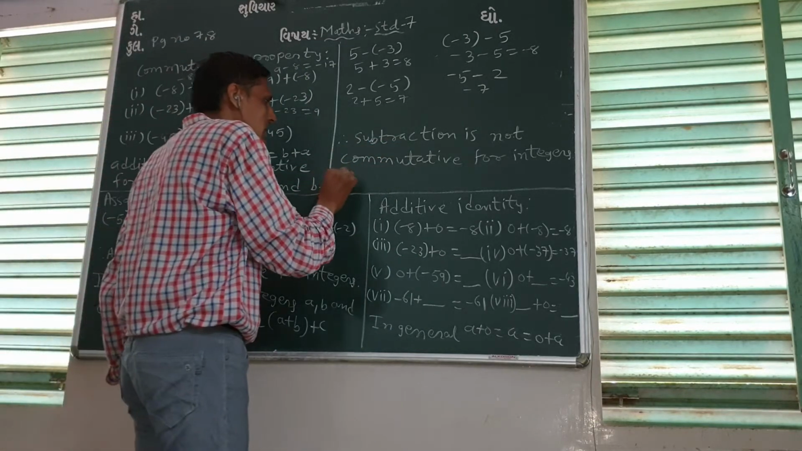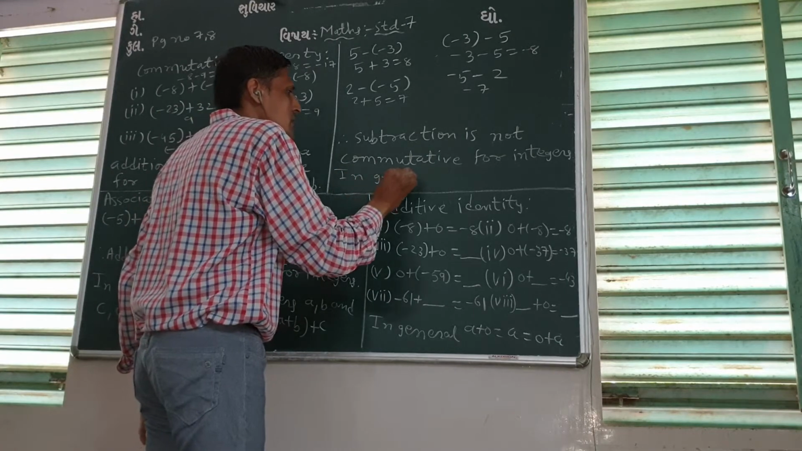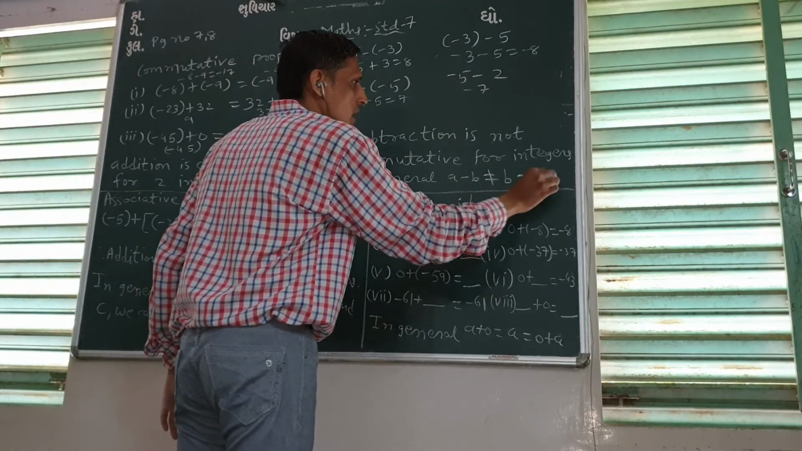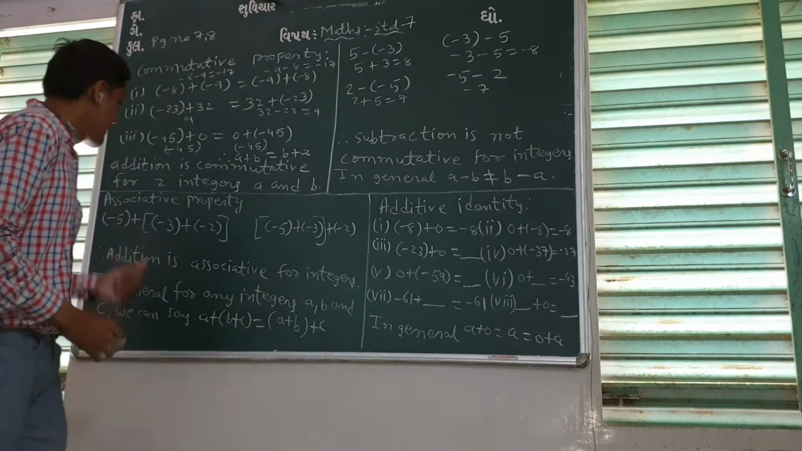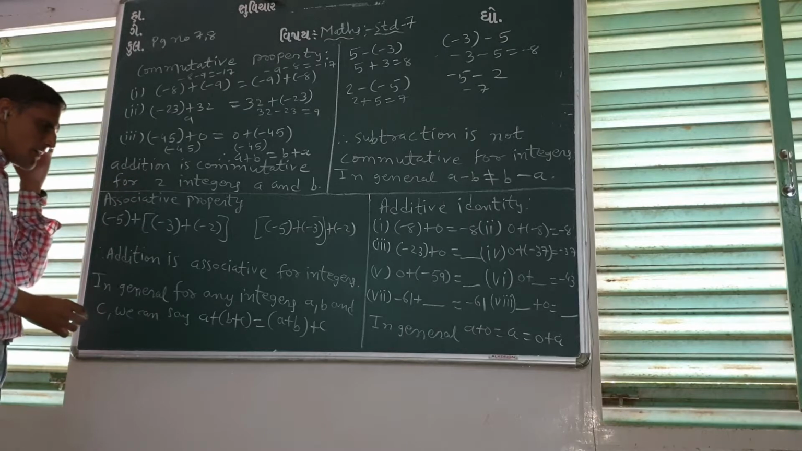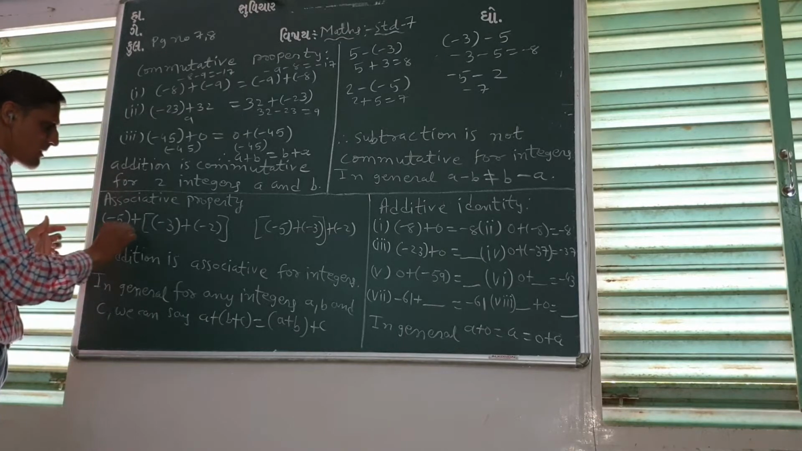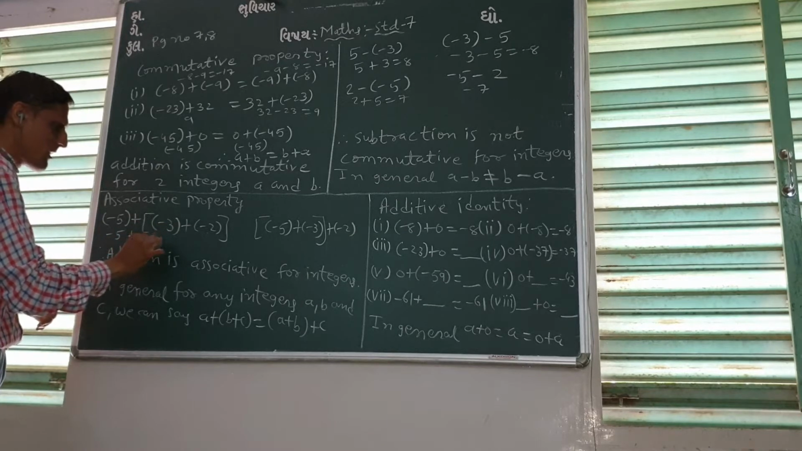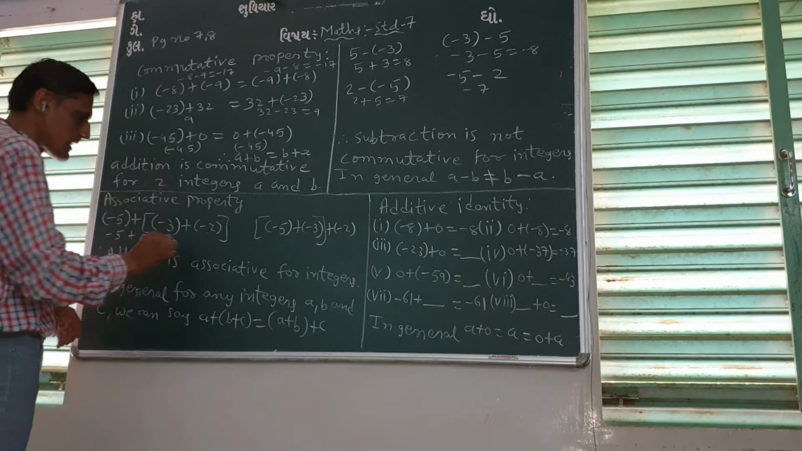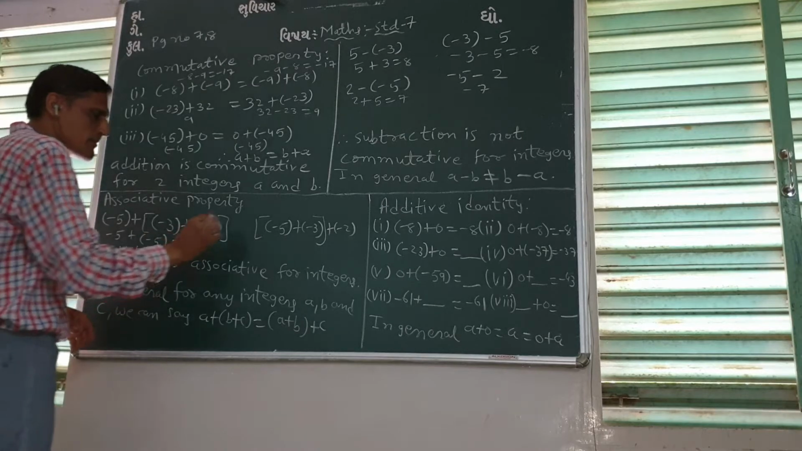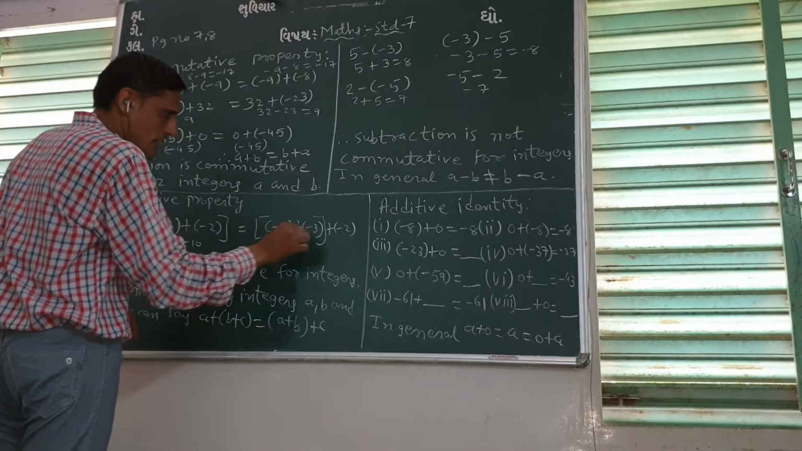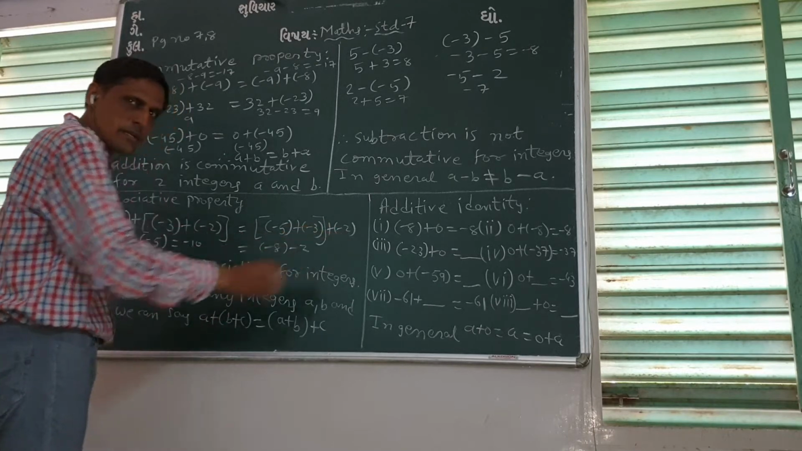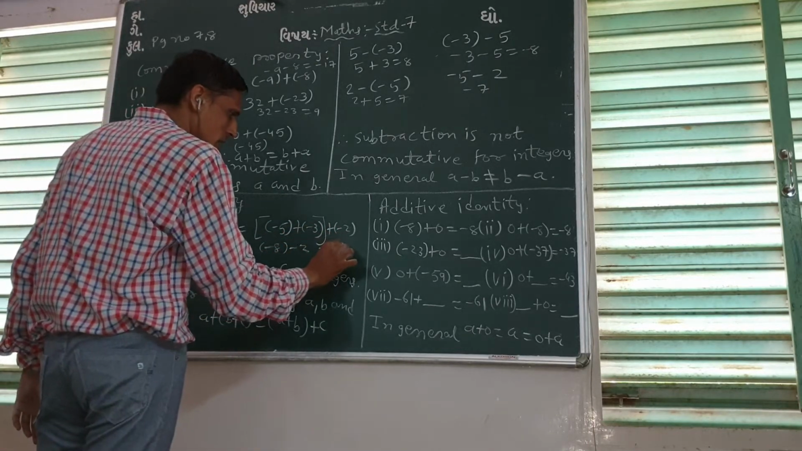In general we write a minus b is not equal to b minus a, right. Then associative property. Here -5 plus -3 plus -2, that is what? -5 plus -5 will be equal to what? -10. And here what? -5 plus -3 is -8, and -8 plus -2 is equal to -10.